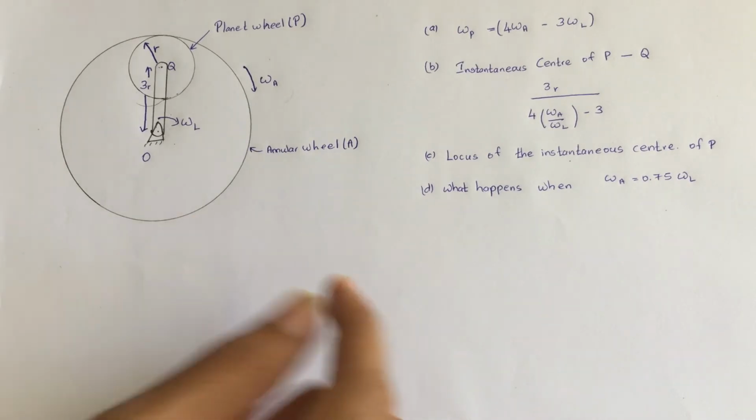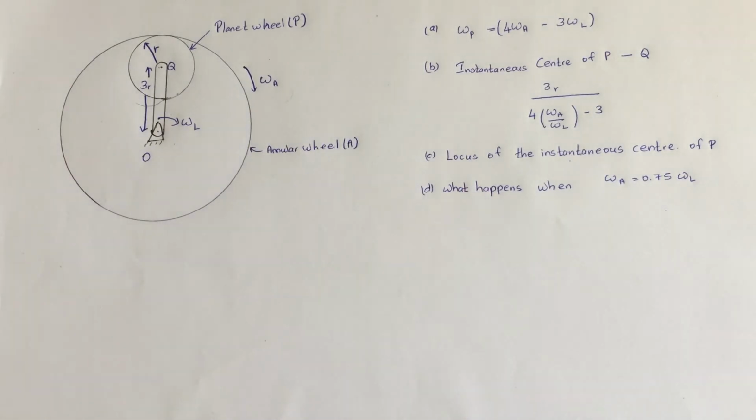So after finding all this, we can easily figure it out. First of all, we need to find what this 4 omega A and 3 omega L is. For that, I have already mentioned we have a simple equation, so we need to memorize it, otherwise it would be a little bit difficult for you guys.